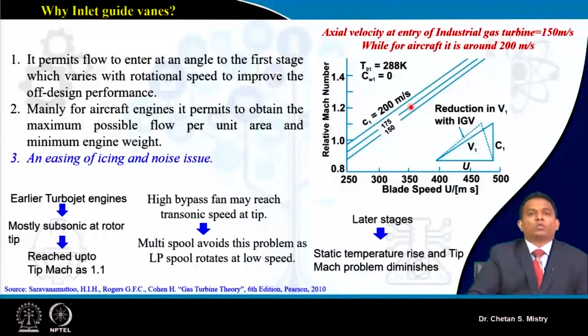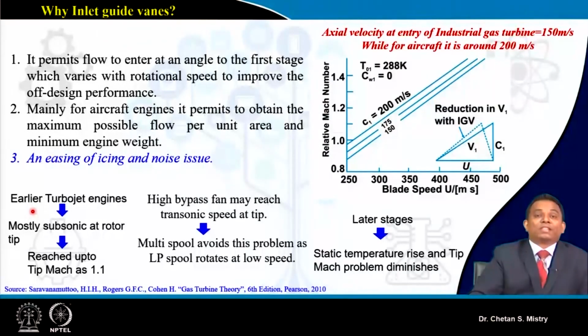Now, in order to understand the reasons why we are going with inlet guide vanes: if you look at earlier designs, mainly for turbojet engines, as we were discussing, those compressor rotors were mainly subsonic rotors, and they were trying not to let the rotor reach the transonic range, reaching up to a tip Mach number of around 1.1. That was the whole thought process.